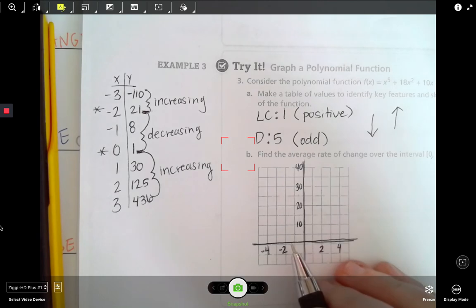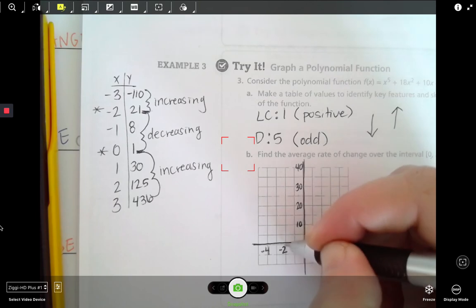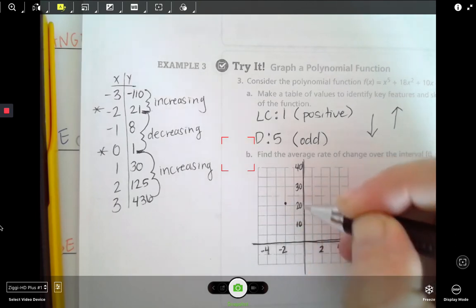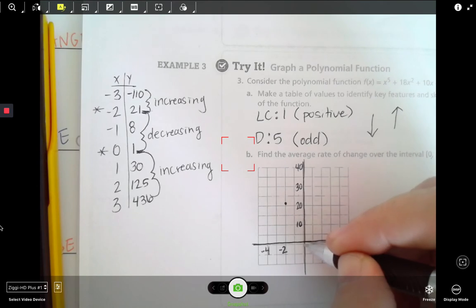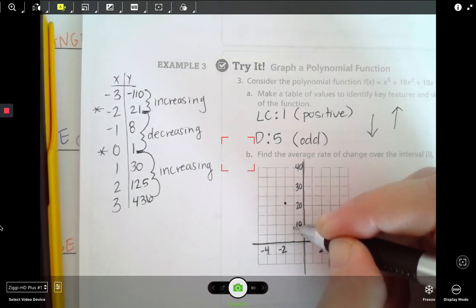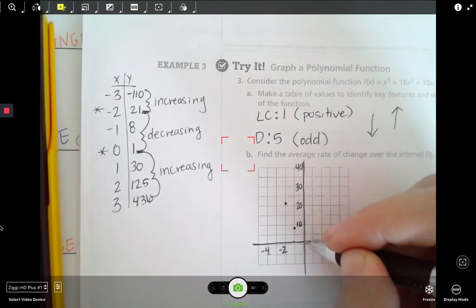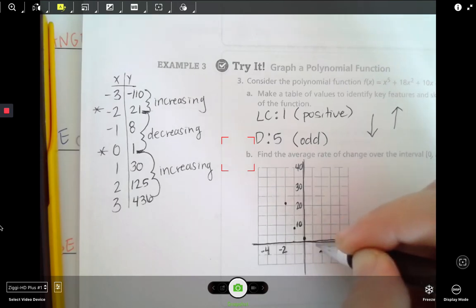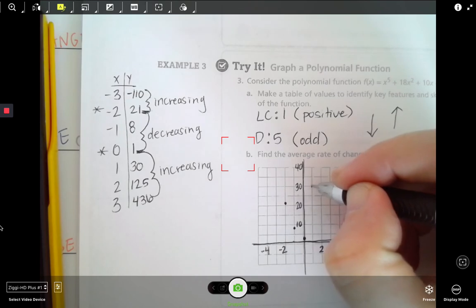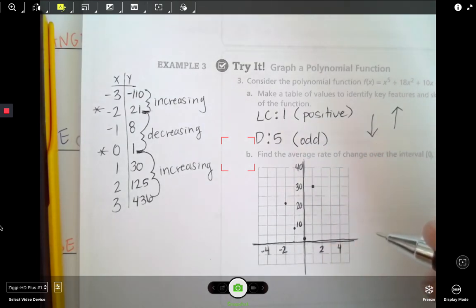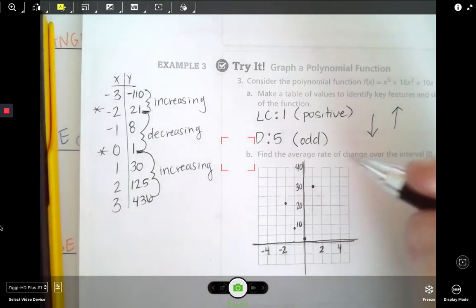Guys, so at -2, I've got a positive 21, -1, 8, 0, 1, 1, 30, 2, 1. All right, that's all we can plot.